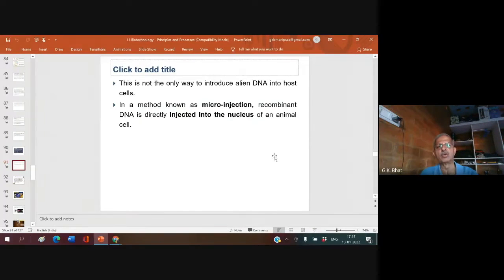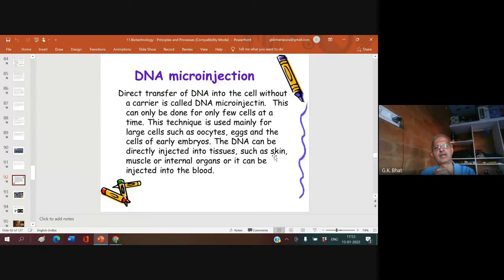There is another method called microinjection. Recombinant DNA is directly injected into the nucleus of an animal cell. So we have another technique. What is that? Microinjection. Direct transfer of DNA into the cell without a carrier. Without a carrier means without any plasmid, it is called DNA microinjection. This can only be done for only a few cells at a time.